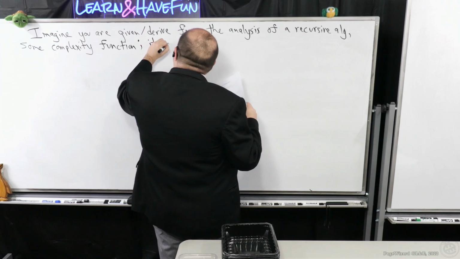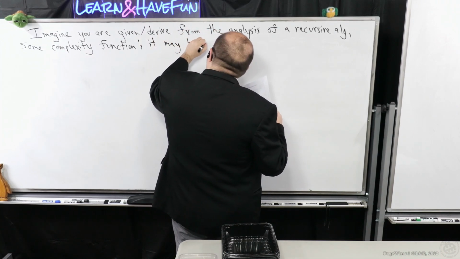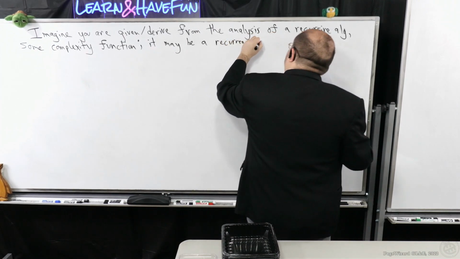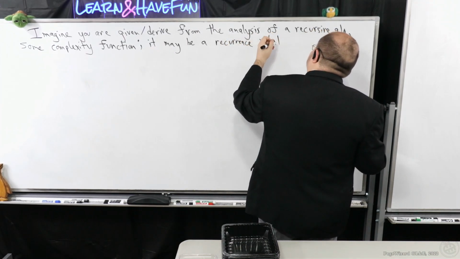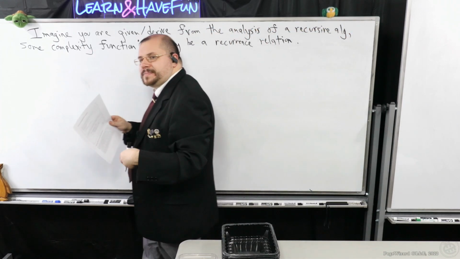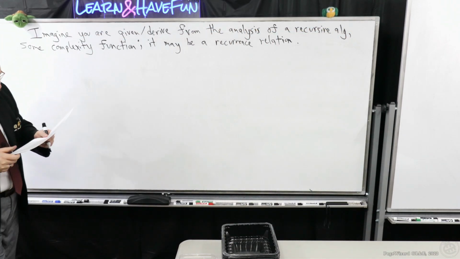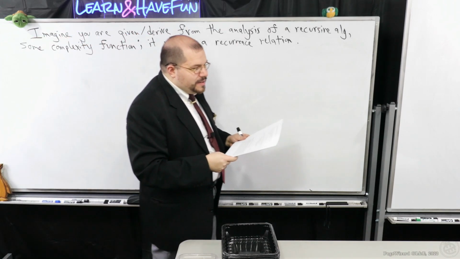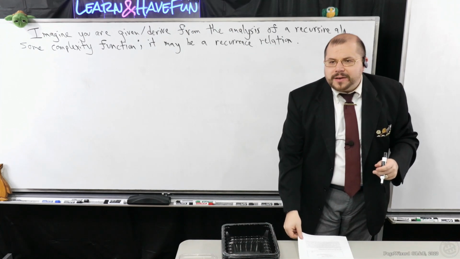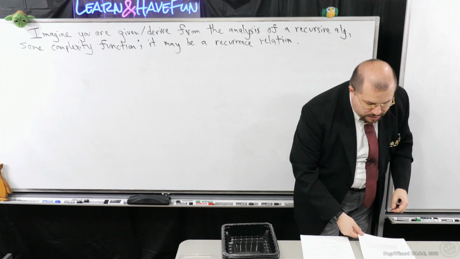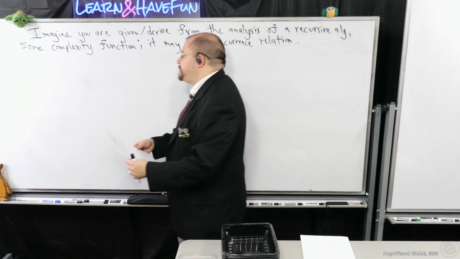It may be a recurrence relation, which again is a recursive way of describing a function to somebody, just to keep it simple. So oftentimes what happens is you get descriptions of some function in a way that's quite a lot like our examples we've seen before. So let me give you an example of what I'm talking about.